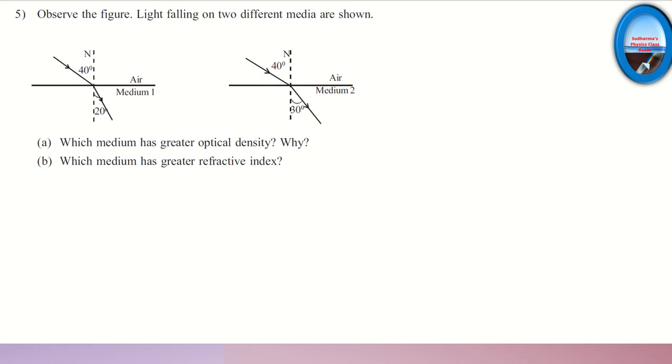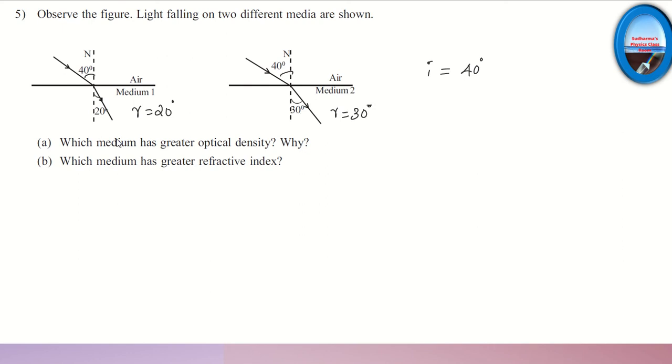So, we have two diagrams given. The first thing you can observe is that in both the diagrams, the angle of incidence is the same. I is equal to 40 degrees. And the light is coming from air to medium 1, air to medium 2. So, another analysis, the comparison: in both the diagrams, the incident light is coming from air to another medium. Now, the difference is only in the angle of refraction. In medium 1, R is equal to 20 degrees and in medium 2, R is equal to 30 degrees.